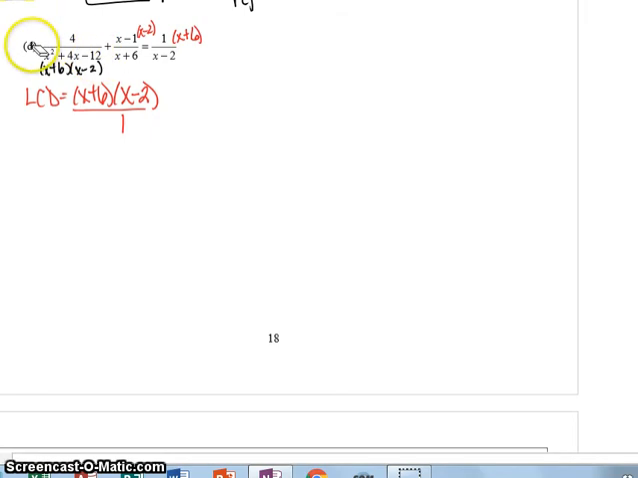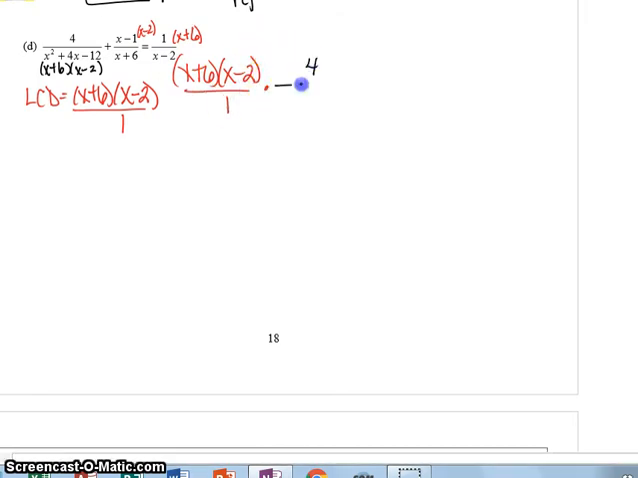So the shortcut could be, okay, this has them both, it doesn't need them, you have just 4. This has the x plus 6, it's missing this, FOIL. This has the x minus 2, it's missing the x plus 6. If that blows your mind, then you need to be taking the time and be writing every single piece times the LCD over 1.